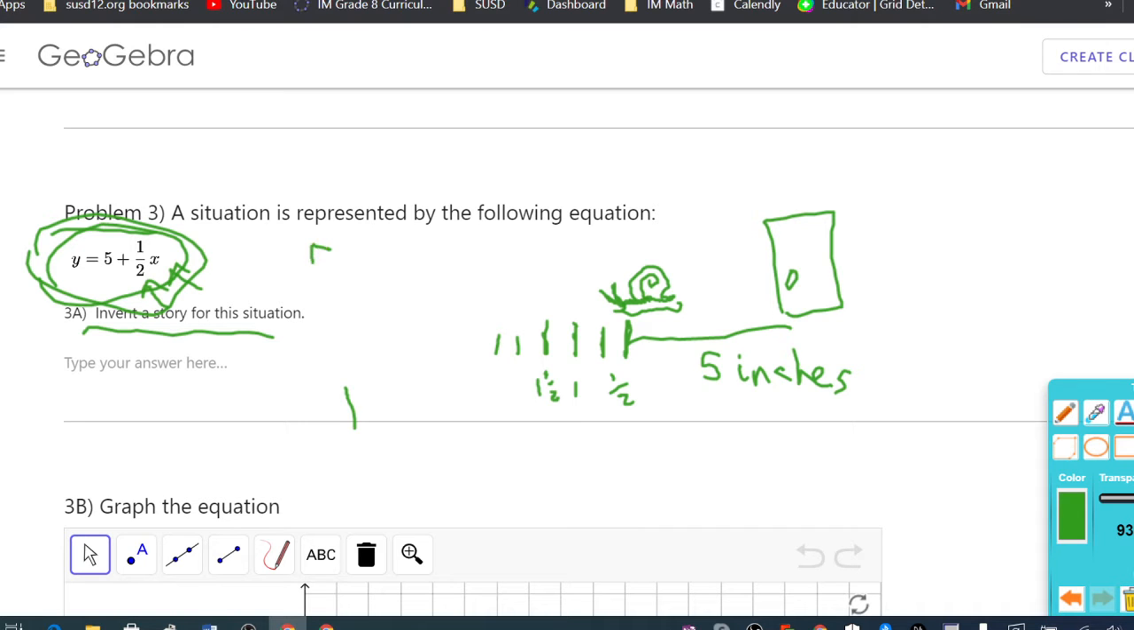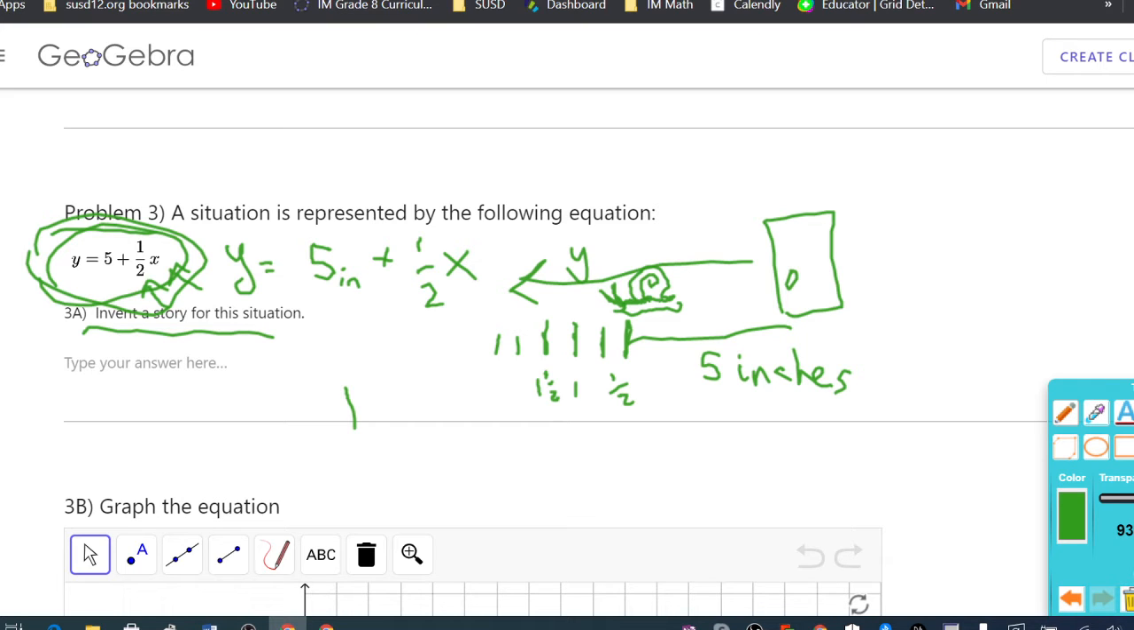The snail started at 5 inches away from my door, and then every minute x, my plus sign didn't work very well there, every minute x, the snail moved 1/2 an inch farther away from my door. So y equals the distance away from my door. Here's the y, the distance away. And x equals minutes.